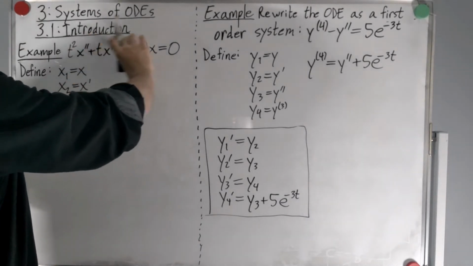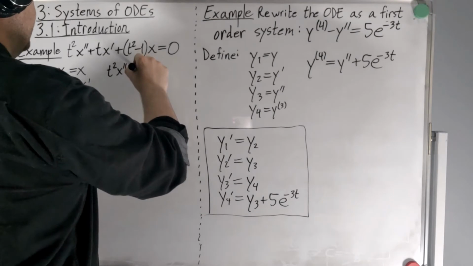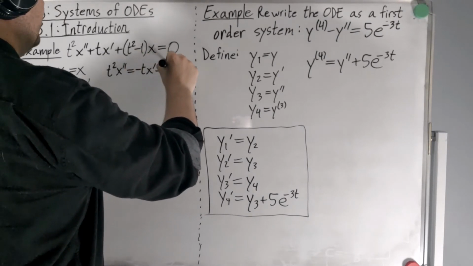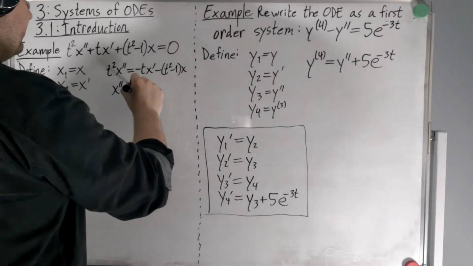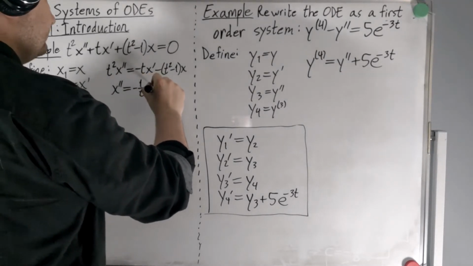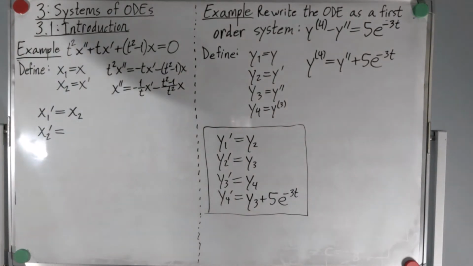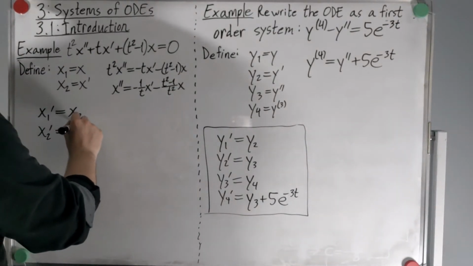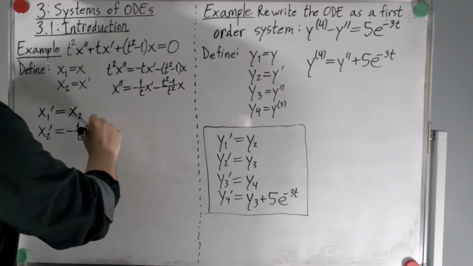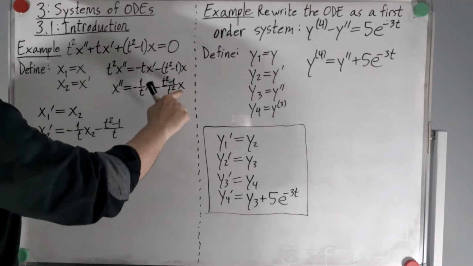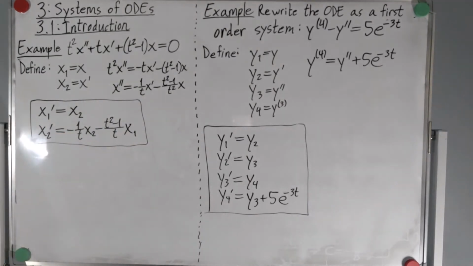x2 prime, well, in order to figure that out, we need to figure out x prime prime, which is not so hard. We just need to rewrite this initial ODE. First of all, we can write t squared x prime prime equals negative t x prime minus t squared minus 1 x. Divide both sides by t squared, you get x prime prime equals negative 1 over t x prime minus t squared minus 1 over t squared times x. And then this becomes negative 1 over t times x prime, which is x2, minus t squared minus 1 over t squared times x, which is x1. And there you have it, a linear homogeneous system without constant coefficients.